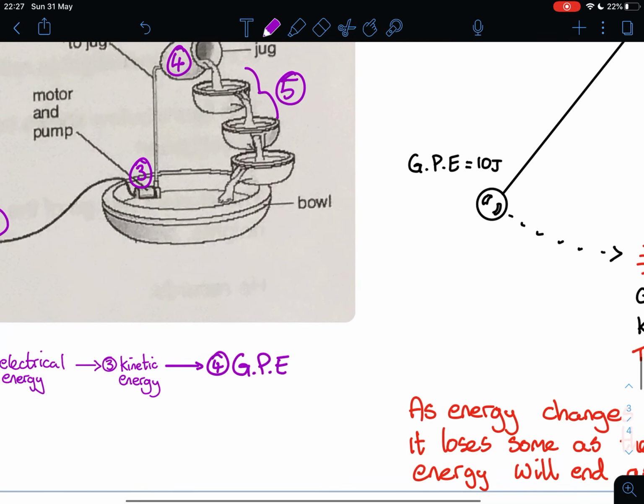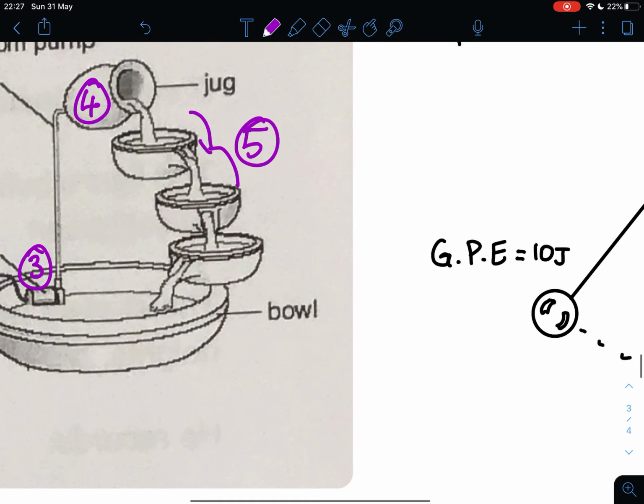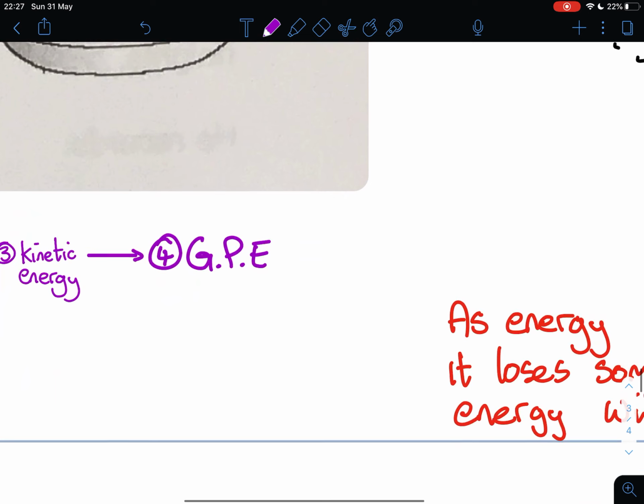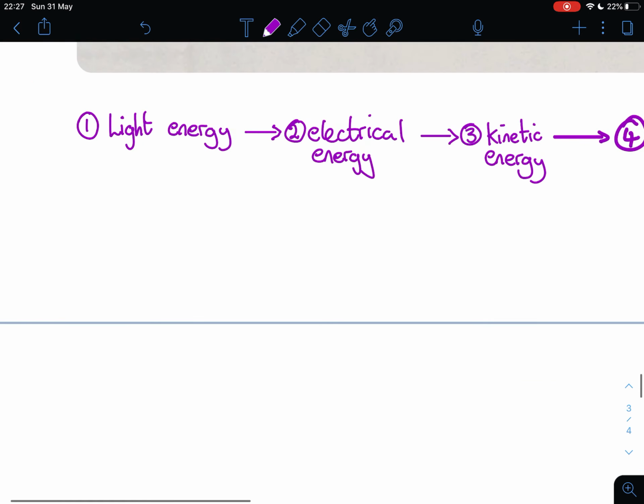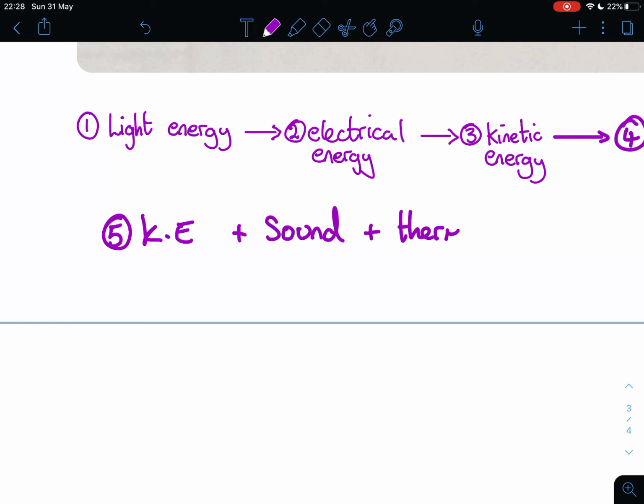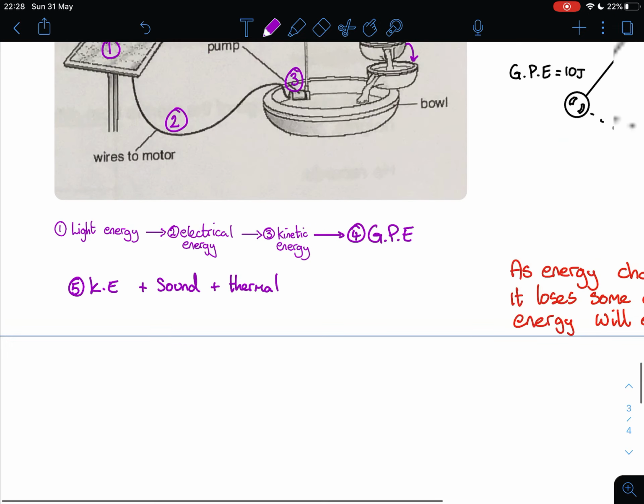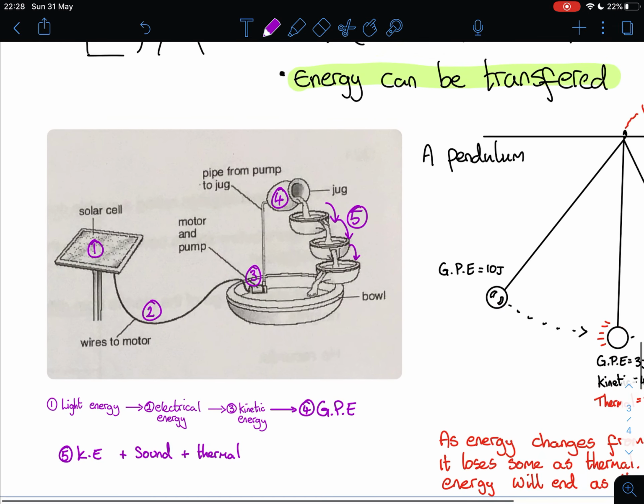And finally, as it moves down, it's going to make 3 types of energy as it moves. So number 5, I'll write separate here. Number 5, it's going to be kinetic energy as it moves, but it's also going to be making sound energy, and it's also going to be making thermal energy. And that is the process by which the energy moves.